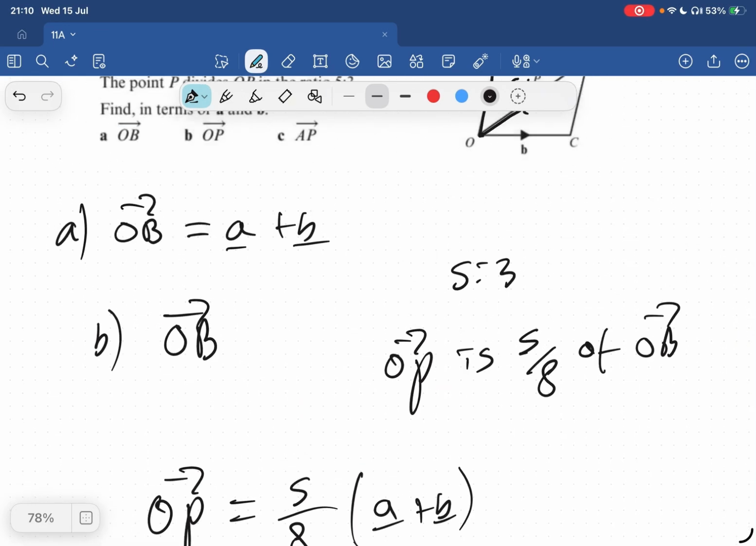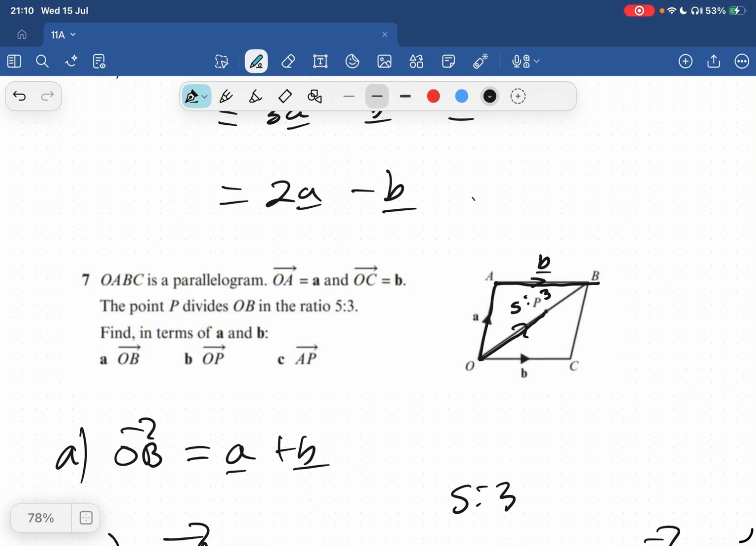Now let's look at question C. Question C wants AP. So we want this line here. Funnily enough, we've already found OP. A question like this could not give you this beginning bit and just say find AP. That's what the hard question is going to start doing. But this isn't as hard. This is kind of giving you the steps.